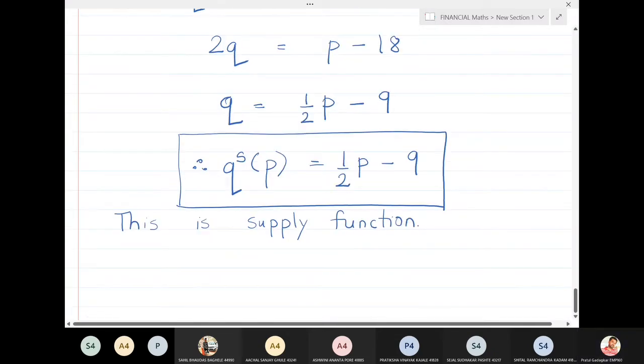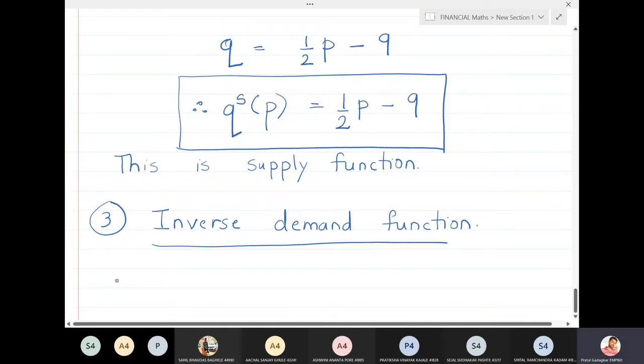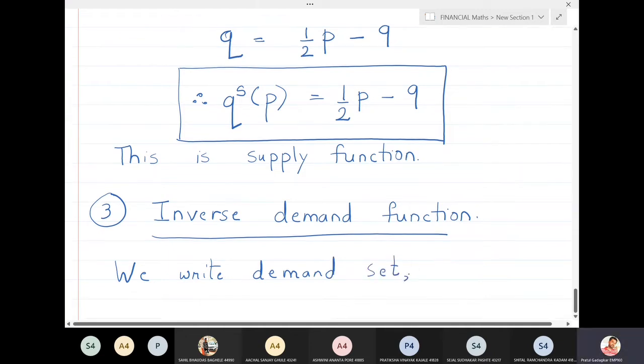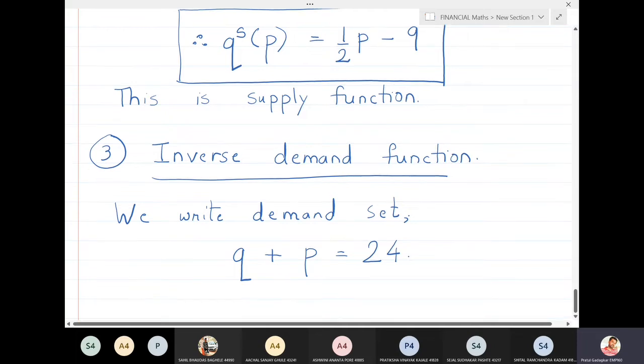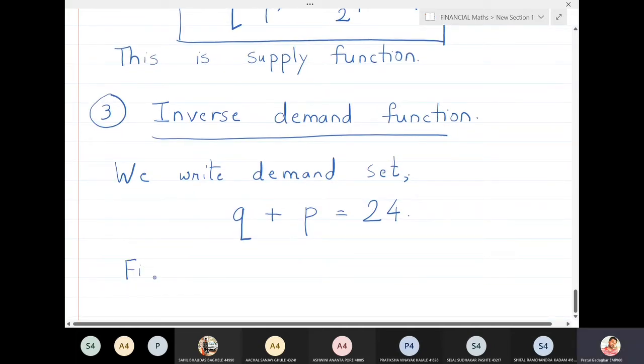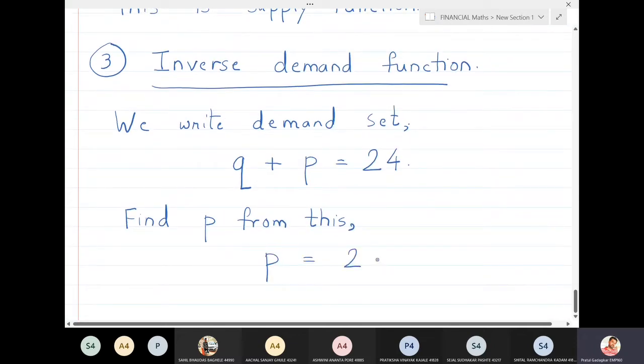Third step, we will find the inverse demand function. To find the inverse demand function, we will write the demand set. What is the demand set? It is Q plus P is equal to 24. If you want to find the inverse demand function, you find P from this. So this means P is equal to 24 minus Q.